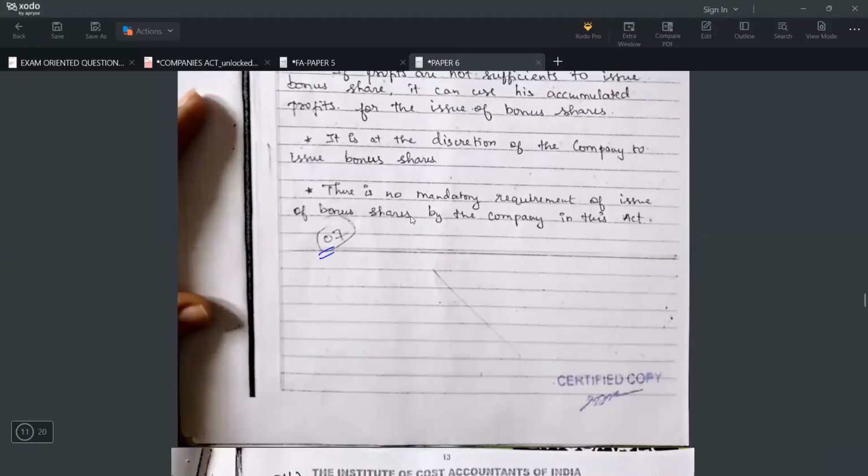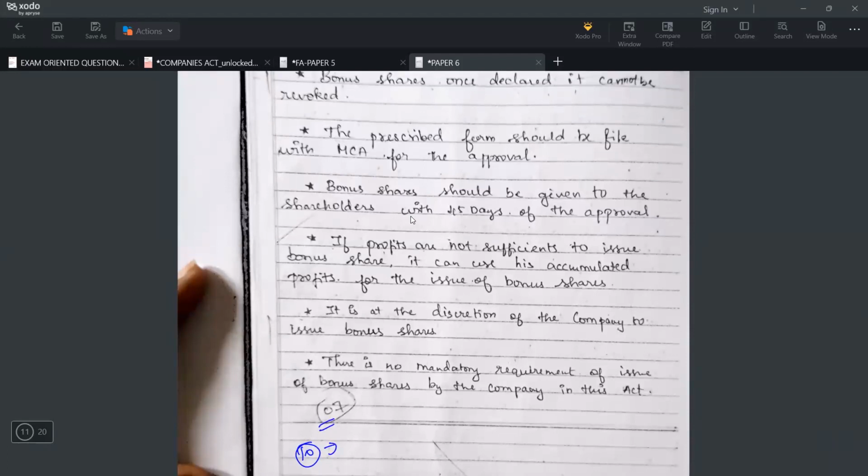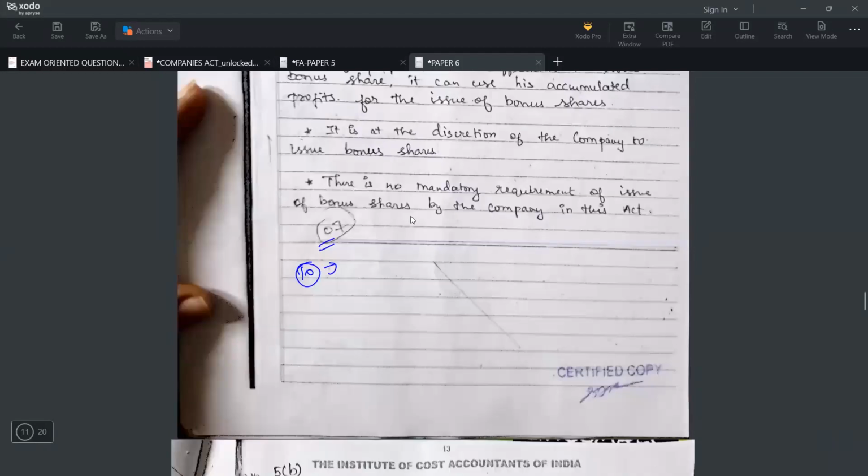I think it is a 10-mark question, that's what I remember. They have given 7 marks. For the 7-mark question, you need to write each and everything through points, which will ease the examiner's work and give you very good marks.